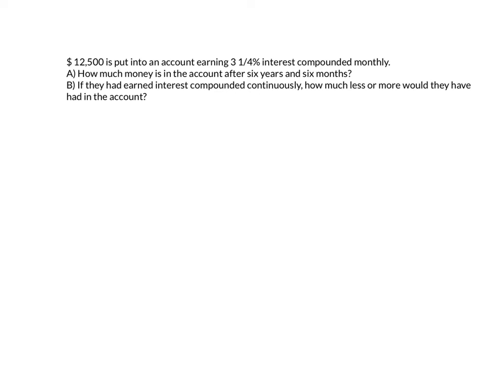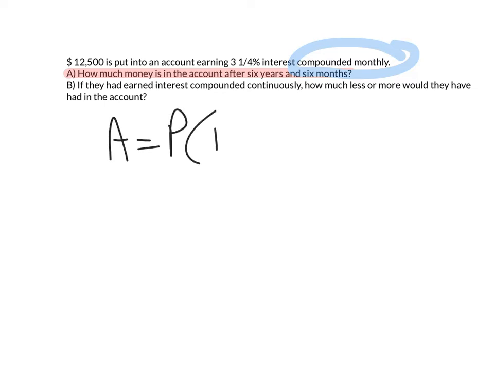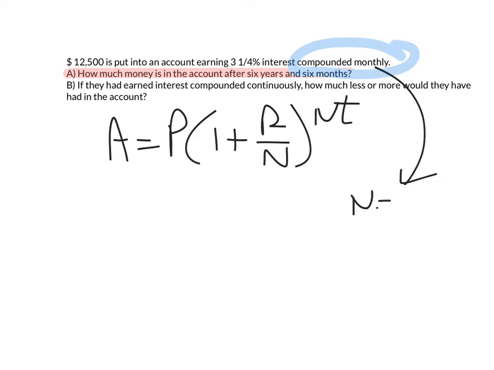$12,500 is put into an account earning 3.25% interest compounded monthly. Letter A, how much money is in the account after 6 years and 6 months? So here it says it's compounded monthly, so that tells me I'm going to be using interest formula 1. A equals P parentheses 1 plus R over N raised to the N times T power. And for monthly, that tells me that our N value is going to be 12. Here our principal, letter P, is going to be $12,500.